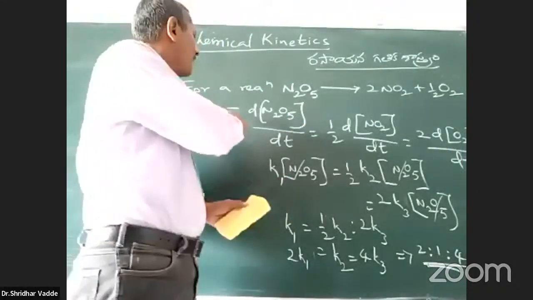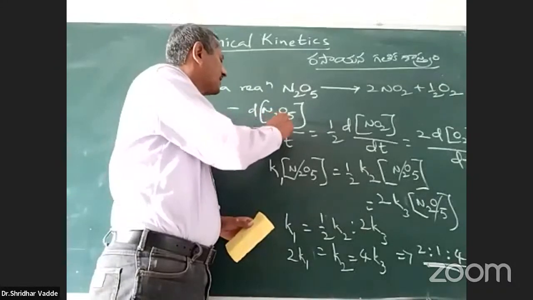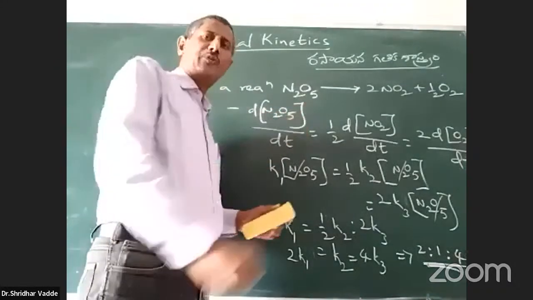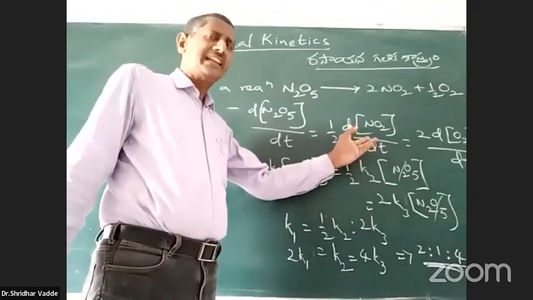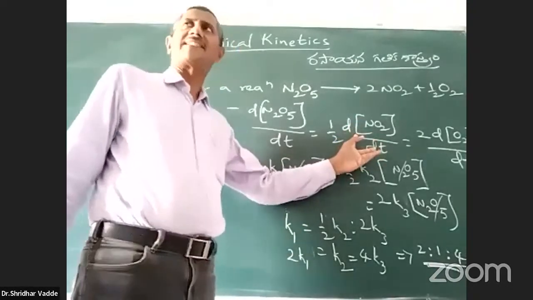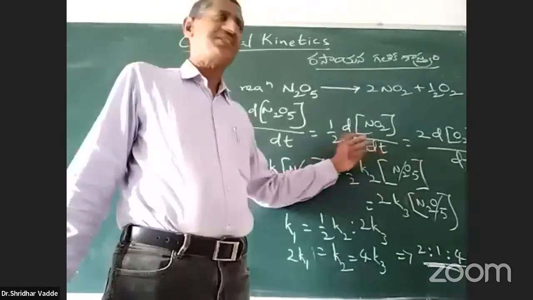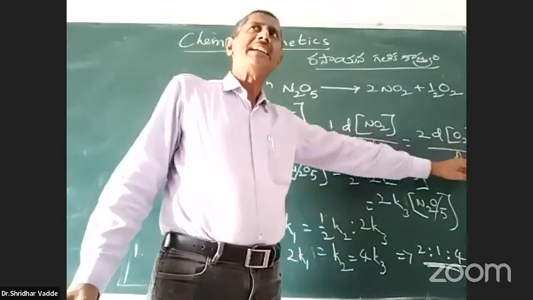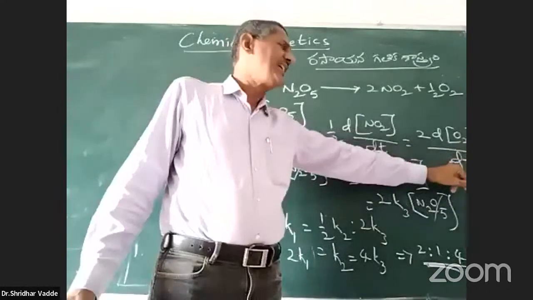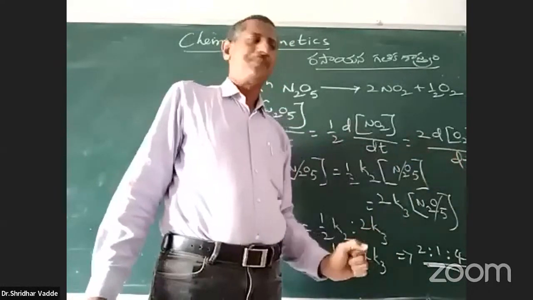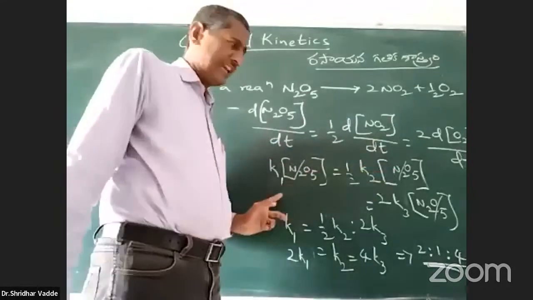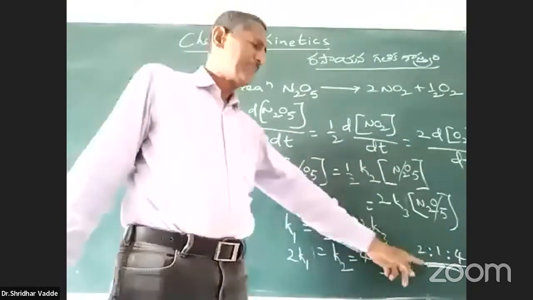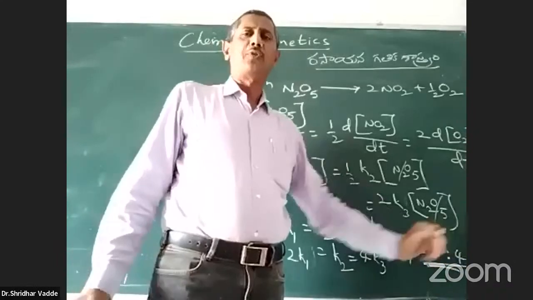Here we have been given the reaction as N2O5 gives 2NO2 plus half O2, and they have given that minus d[N2O5] concentration by dt is equal to K1 into N2O5 concentration, and d[NO2] concentration by dt is given as K2 into N2O5 concentration. d[O2] by dt is equal to K3 into N2O5 concentration. So by writing the rate of reaction, we are able to equate them. By simplification, we are getting 2:1:4.